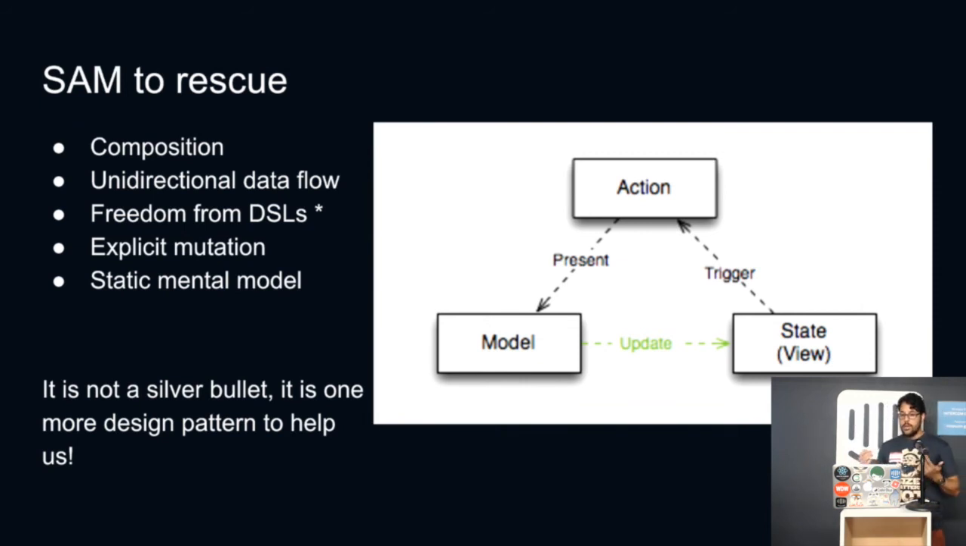Another notable characteristic is split mutation. You cannot just take your state and say state.count equals state.count plus one. That's an implicit change. Instead you need to be explicit: you propose your change and then apply it to your state. That's the way it works. And you also have the static mental model, which is actually the single state tree.